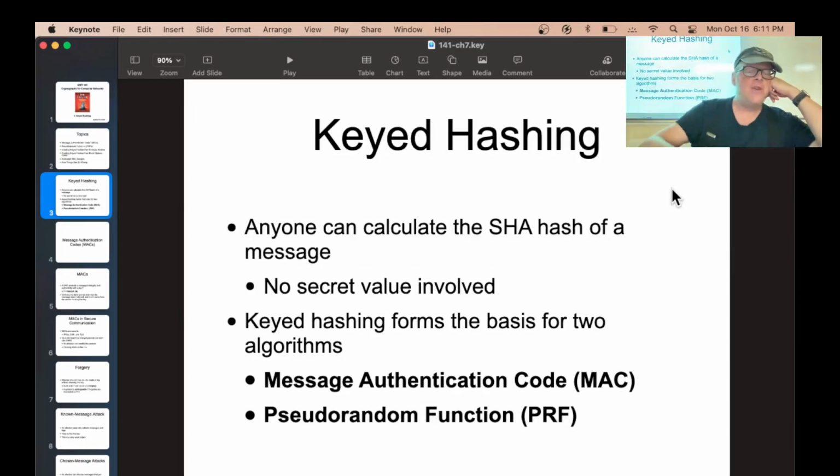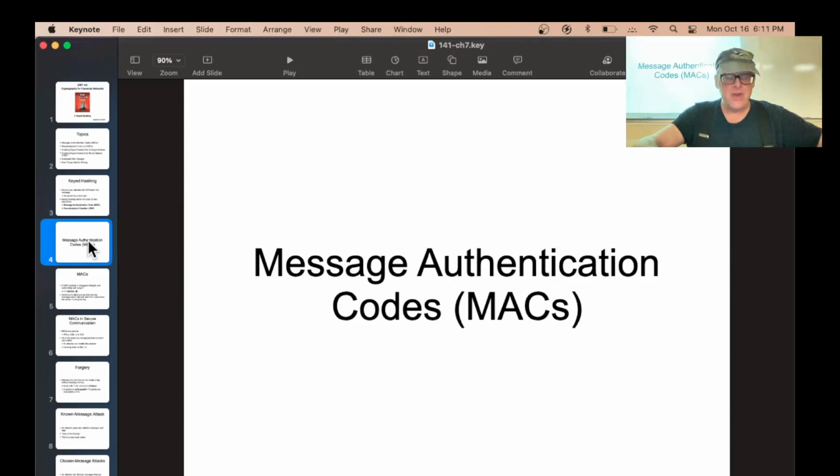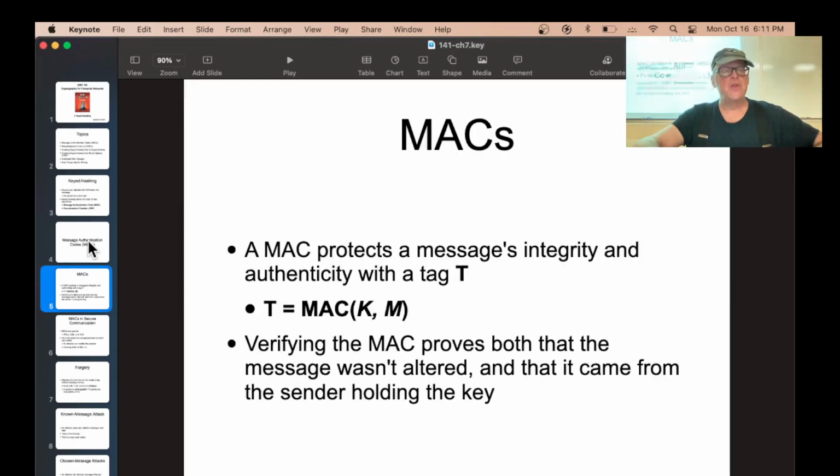Now, you can calculate the SHA hash of a message, SHA-1, SHA-2, whatever, with no secret values involved, and you could do that to verify that a copy of the message has not been altered, but it's not a signature. Keyed hashing forms the basis of two algorithms, message authentication codes and pseudo-random functions. Message authentication codes give you more than just a signature to show the message has not been altered. They also prove that you know who the author is, because they have both the message and a secret key.